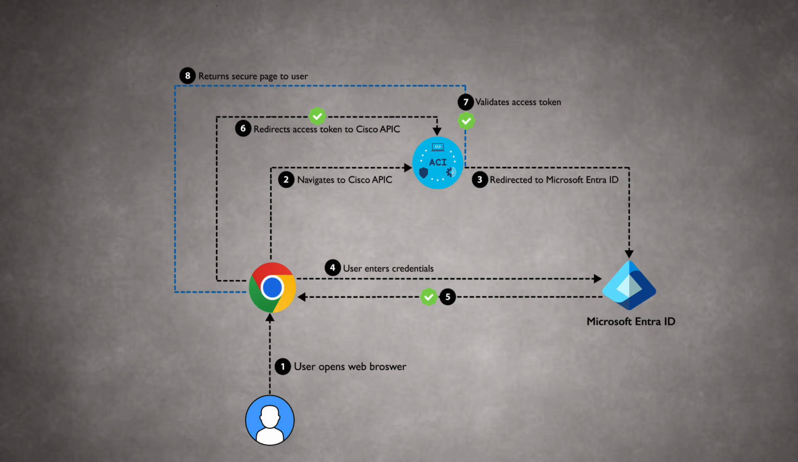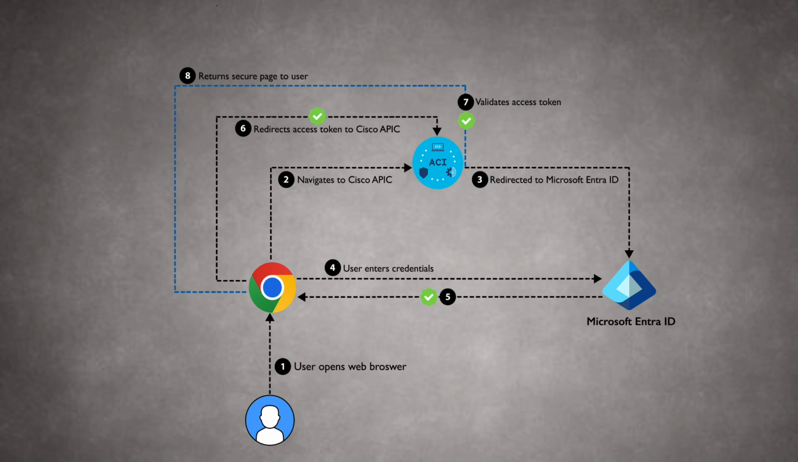Today we are going to dive into a practical walkthrough on integrating Cisco ACI with Microsoft Entra ID using OAuth2. OAuth2 is a powerful protocol that helps secure access to applications, and when combined with Entra ID, it allows us to leverage Microsoft's authentication for Cisco ACI.